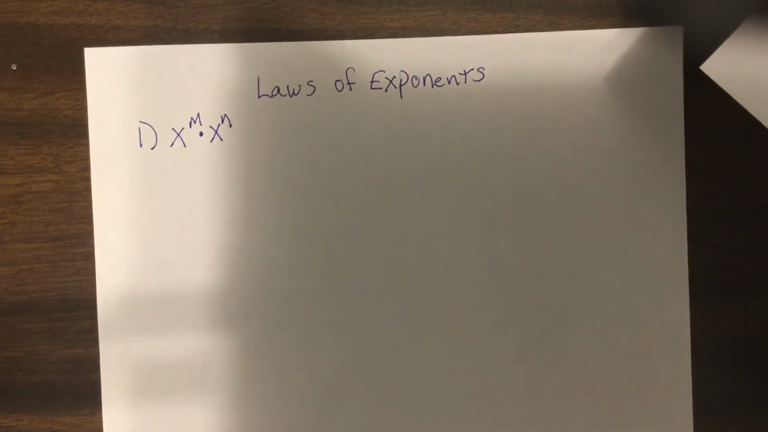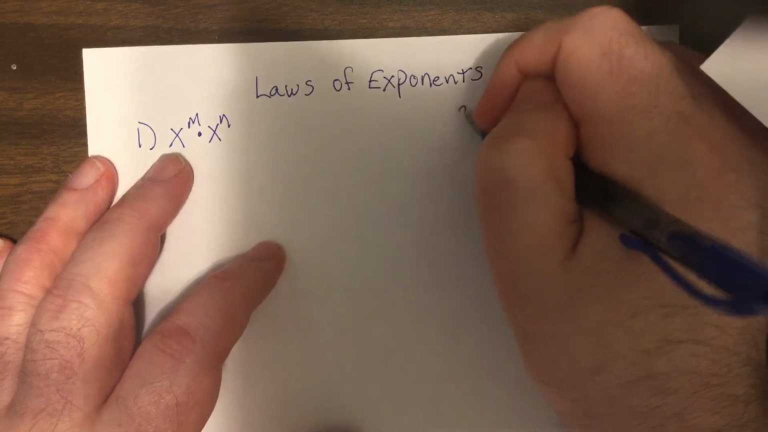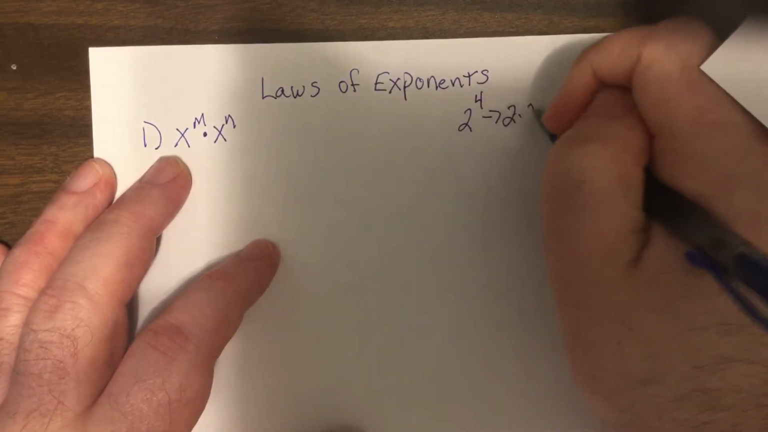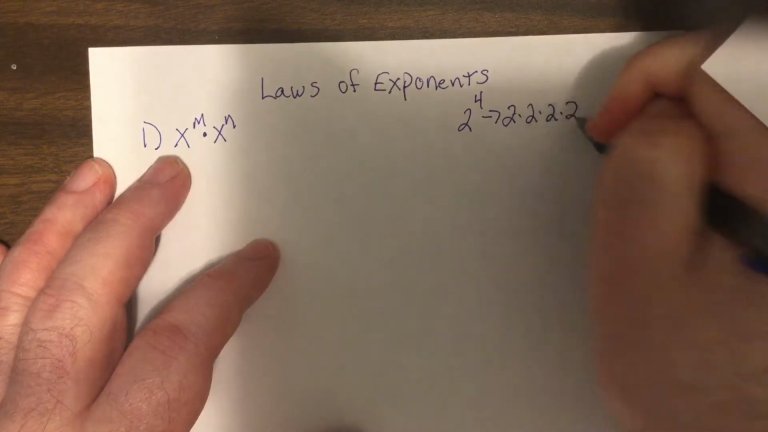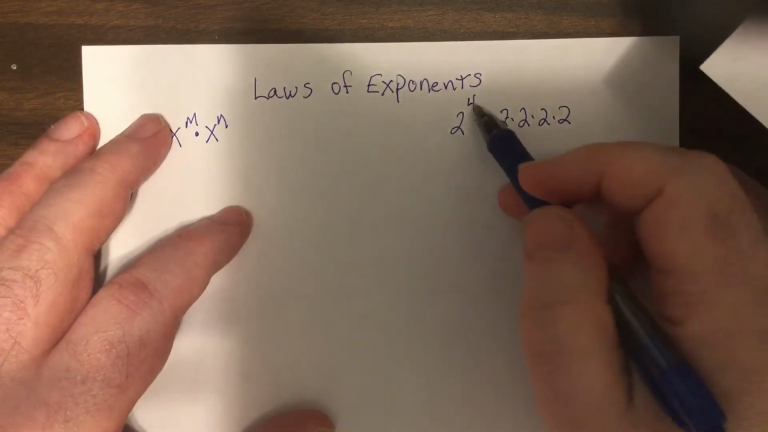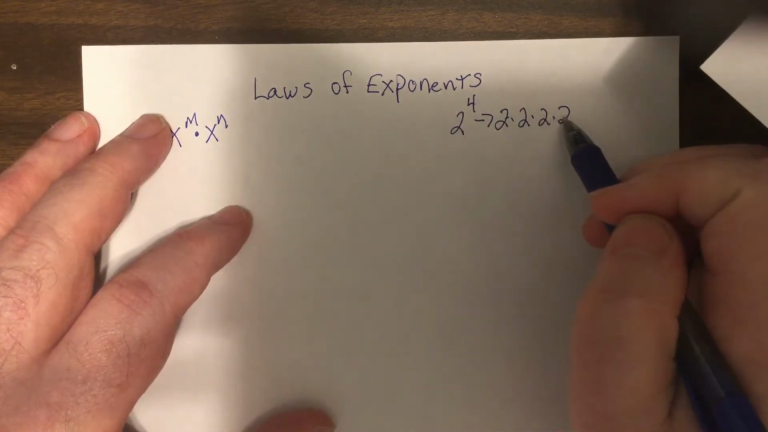Well, remember, a power is the number of the factor that's being multiplied together. So how many of the base? So if I say 2 to the 4th, that really means 2 times 2 times 2 times 2, meaning you have 4 of them. That's what a power means. You have 4 of the bases multiplied together.